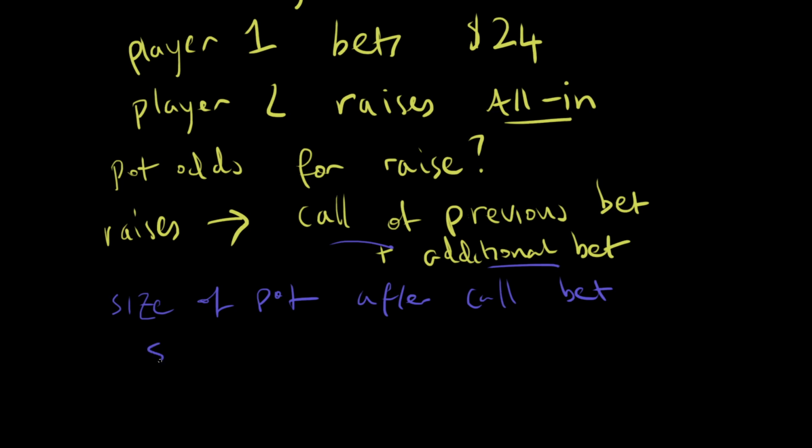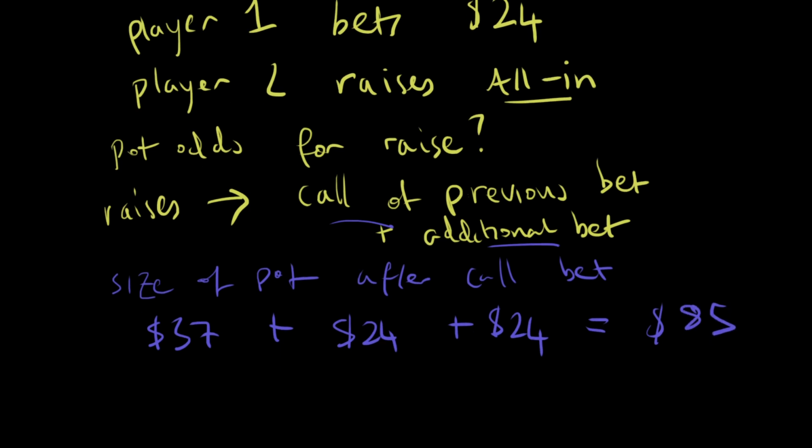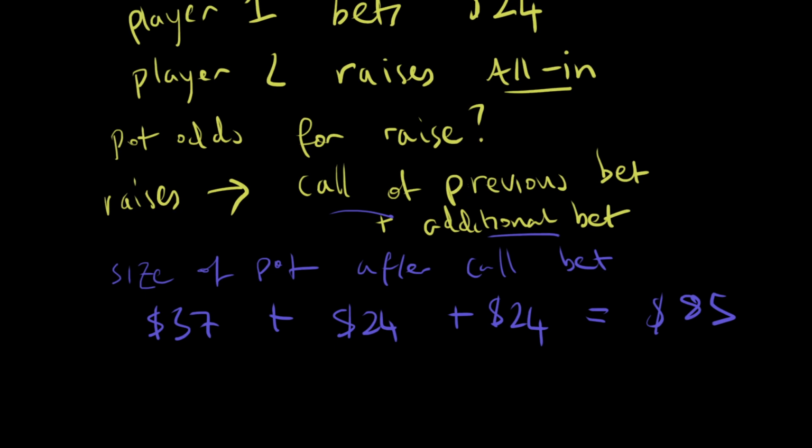The starting pot size was 37, but we get two additional amounts. We get the bet, which is 24, and then the call of that bet, which is another 24. We add all that up, and that's 85. So we have a pot of 85 after player 2 calls player 1's bet. But player 2 is raising, they're raising all in.